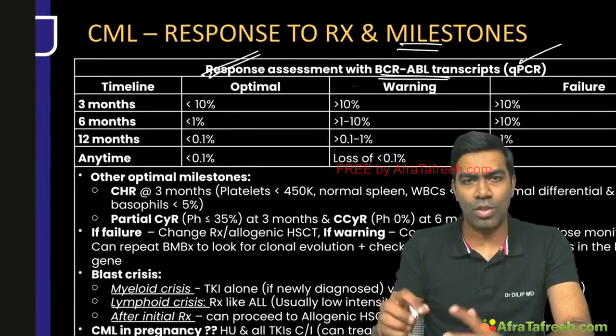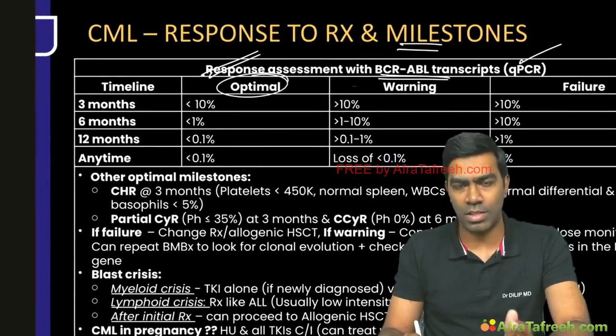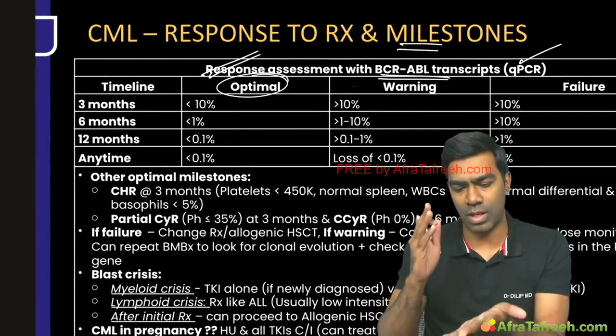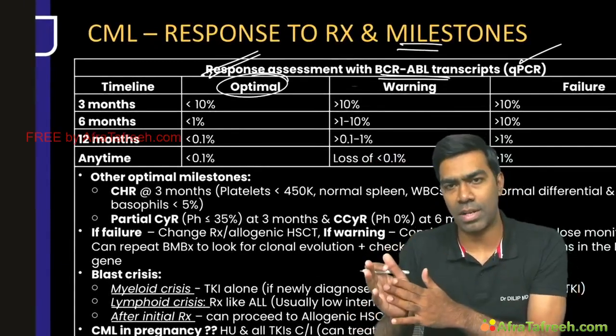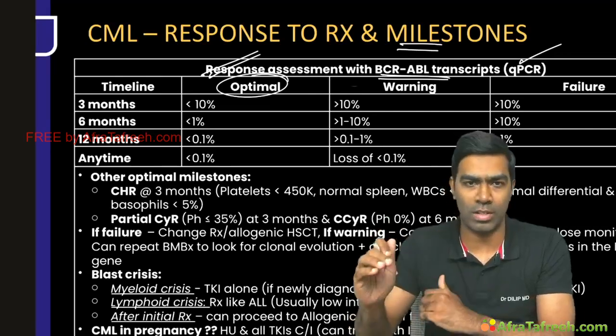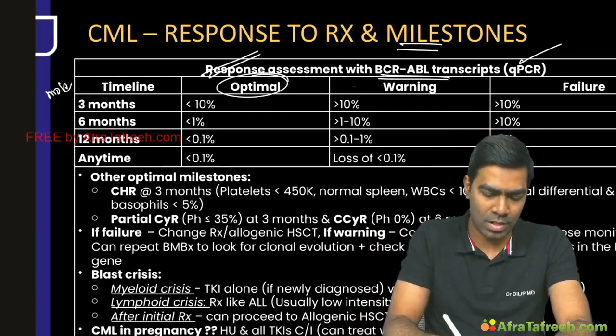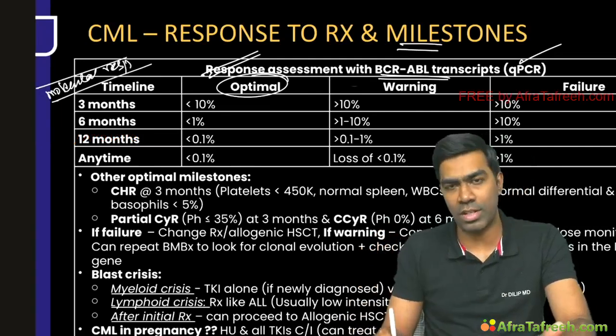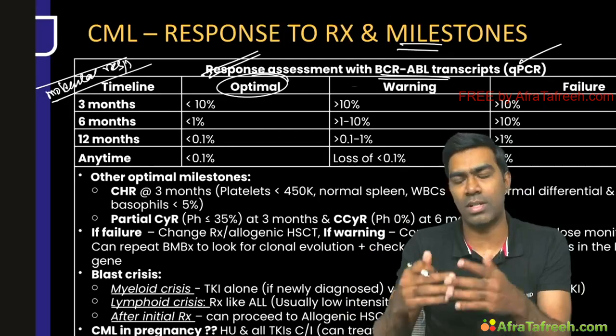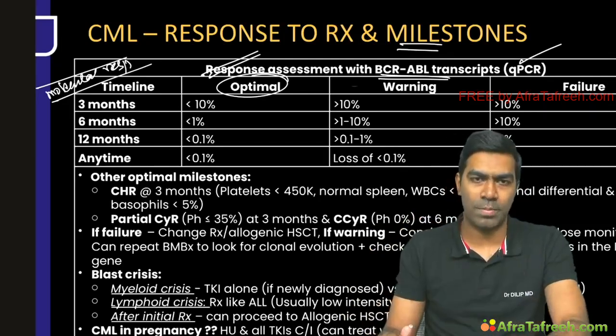So you're going to have some optimal milestones that have to be achieved. Whenever you look at the PCR for BCR-ABL mRNA transcripts, that is basically called a molecular response. So if you use PCR, you're looking at something called a molecular response. Look at FISH, that's called a cytogenetic response. If you look at the peripheral blood, that's called a hematological response.